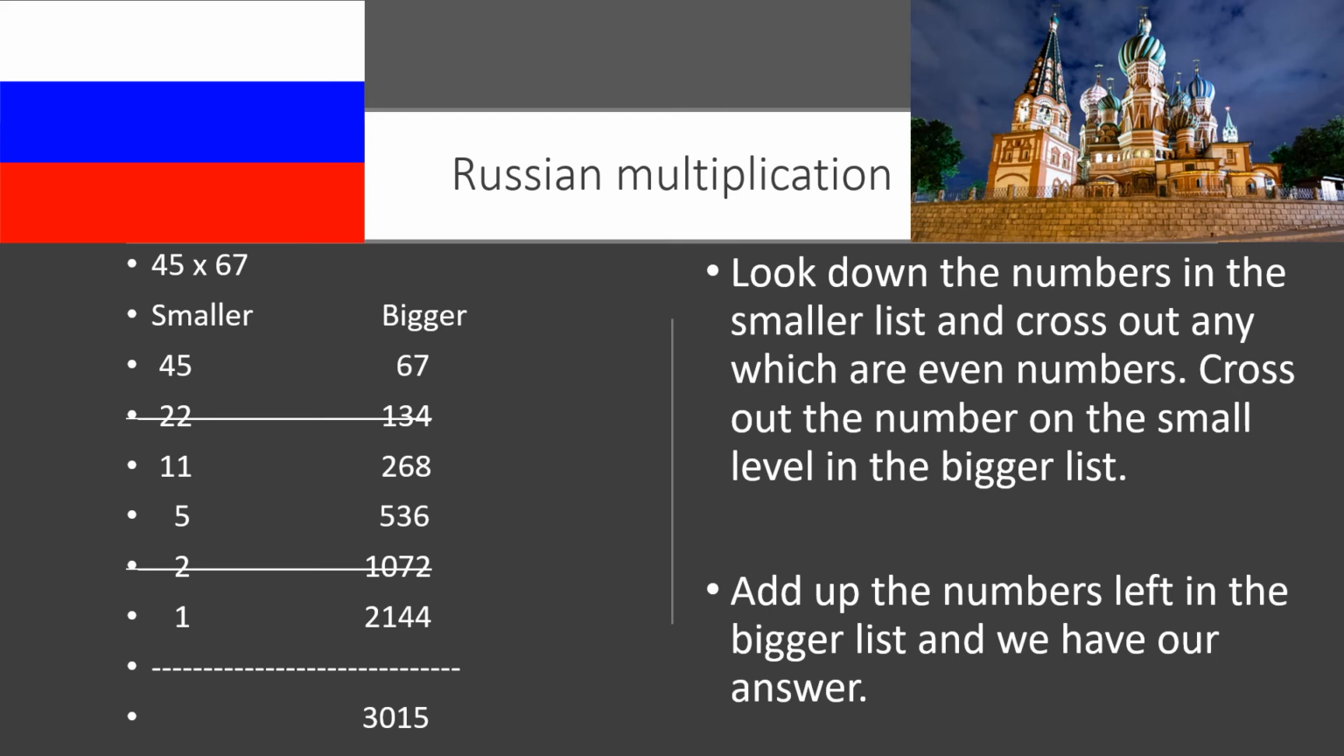So remember that: write the two numbers, the smaller number we halve, the bigger number we double, and keep going, and then cross out any even numbers from the smaller column and add up the numbers which are left from the bigger column, and that will give the answer.